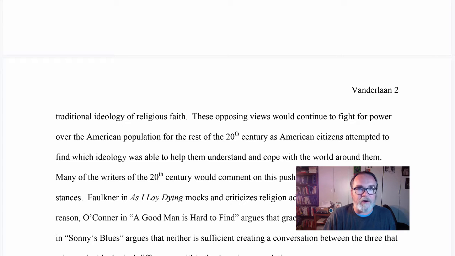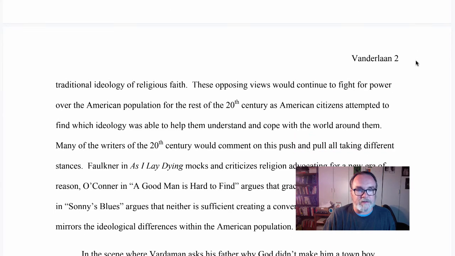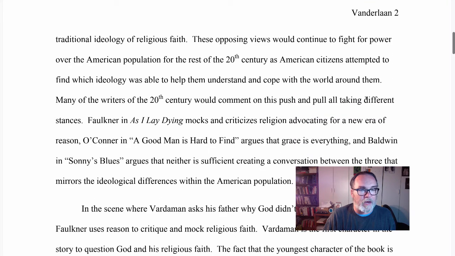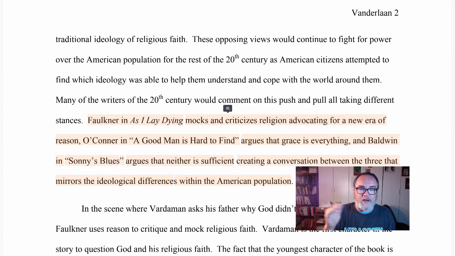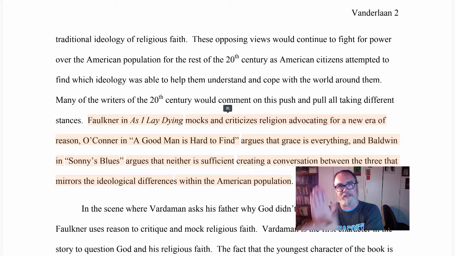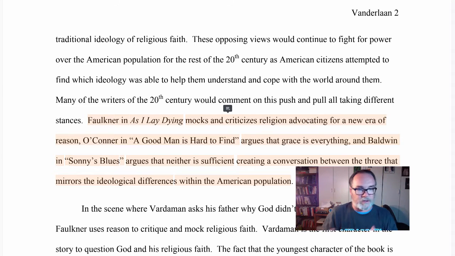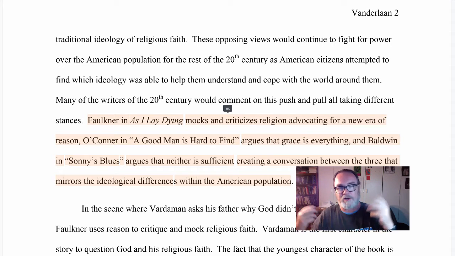And you can see here in the sample paper his thesis is basically 3 independent clauses that each discusses where the author he's going to look at is on the spectrum. So while those samples on the rubric are umbrella statements, broader spectrum type things, this list approach says this author does this, this author does this, and this author does that. And so you can see Faulkner mocks and criticizes, O'Connor argues for grace, Baldwin argues that neither works.